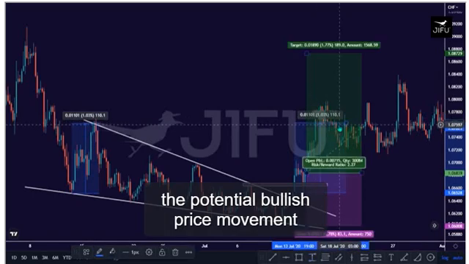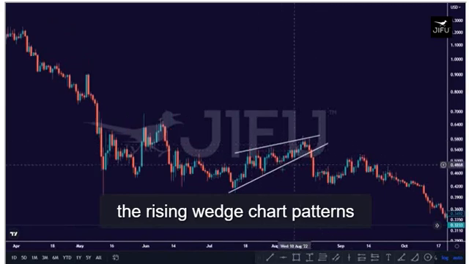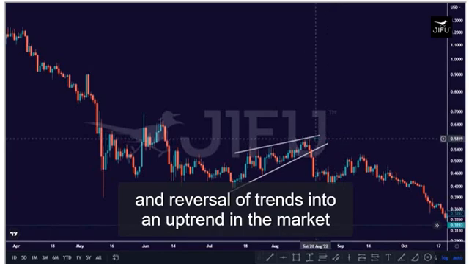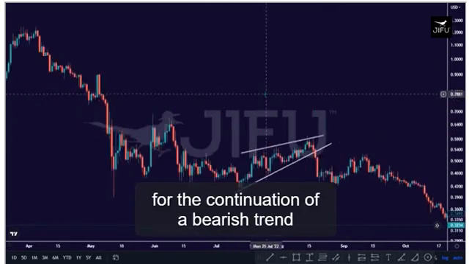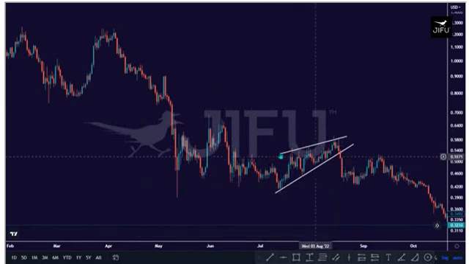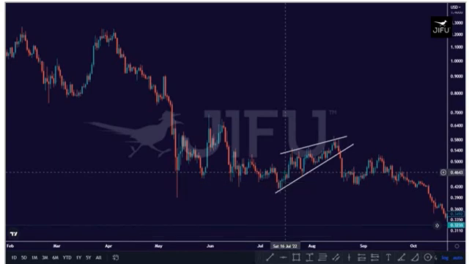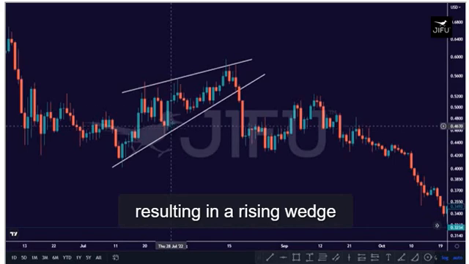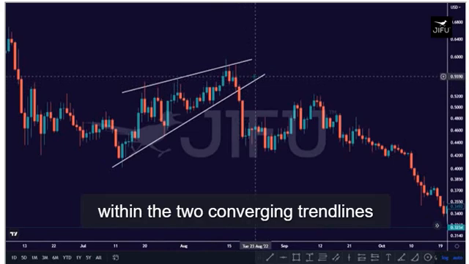How can we professionally trade the rising wedge chart patterns for the continuation and reversal of trends into a downtrend in the market? To implement the rising wedge for the continuation of a bearish trend, Step 1. Look out for a strong bearish trend. Step 2. Look out for a bullish pullback resulting in a rising wedge. Step 3. Patiently study price transition within the two converging trend lines.